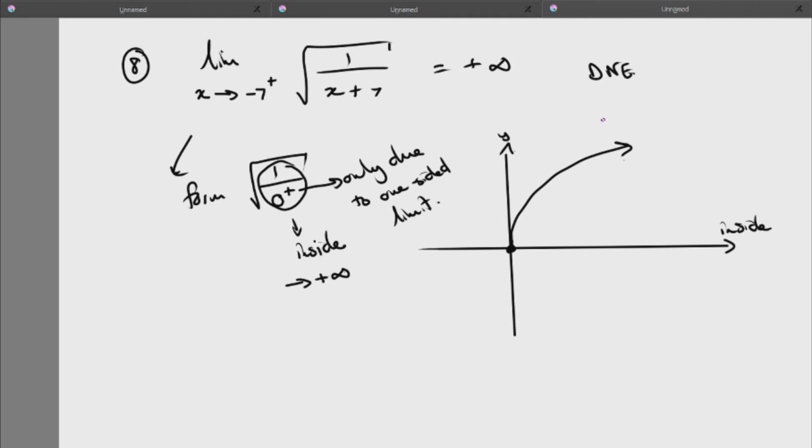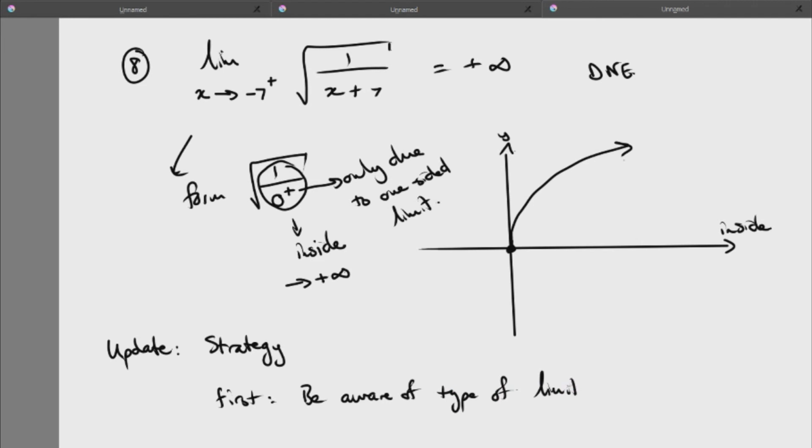But if I have a one-sided limit, then I have a better chance, but I still need to check what's happening inside. So if you want to update your strategy list and steps and options, the very first thing is to be aware of what kind of limit. I would say that is the very first strategy. Let's update our strategy. First thing to do is be aware of the type of limit.